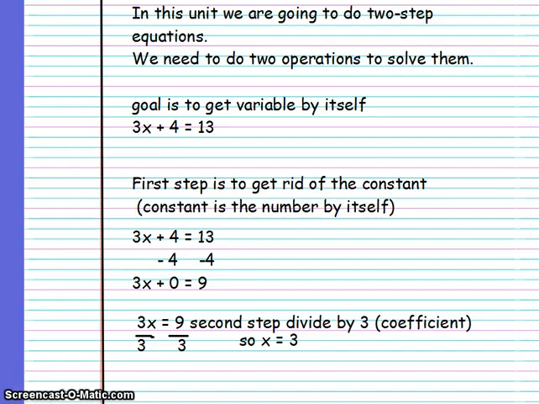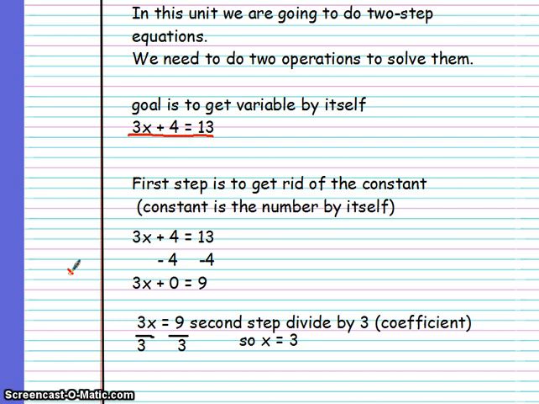What we're going to do in this unit is two-step equations. So in a two-step equation, we're going to do two operations. If you look at the first example that I have here, 3x plus 4 equals 13, we do have two operations. So the goal is always going to be to get the variable by itself.